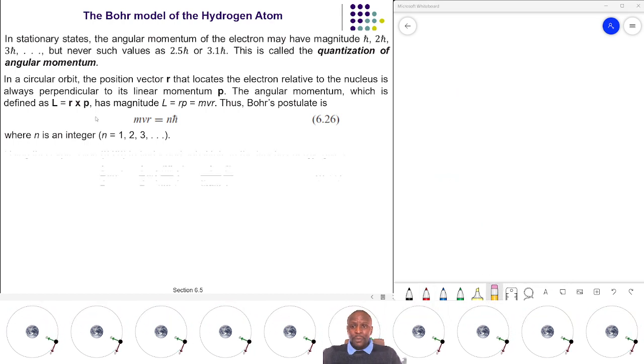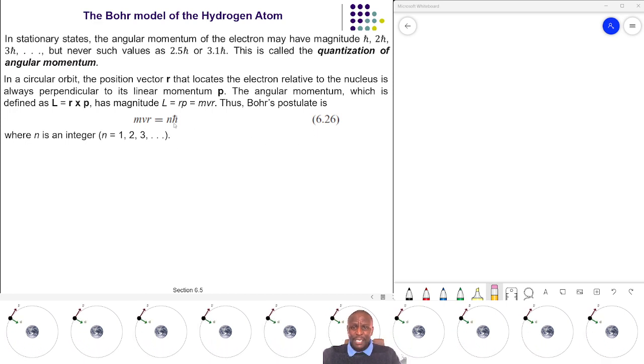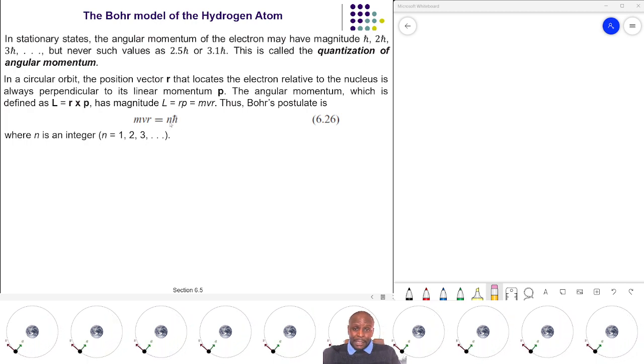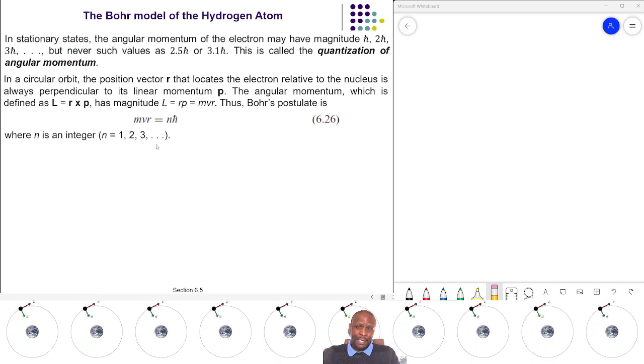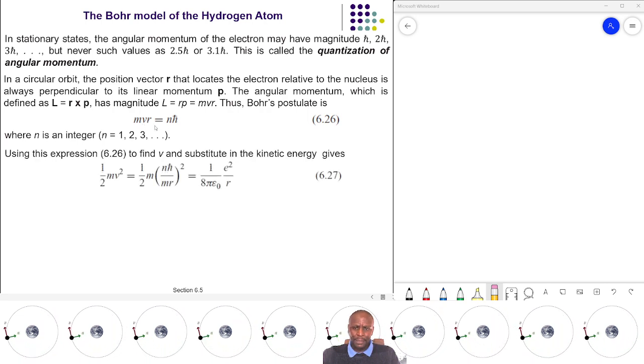So now Bohr's postulate is that the angular momentum is quantized. You are only going to have multiples of h bar, where n is an integer. It can be 1, 2, 3. It cannot be 1.5 or 2.5 and so on. So the angular momentum is quantized.